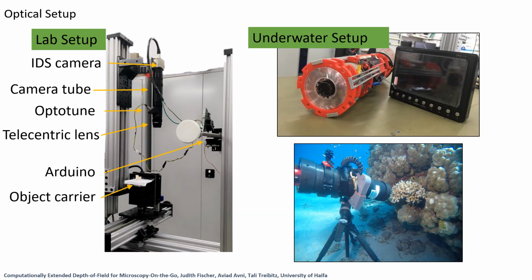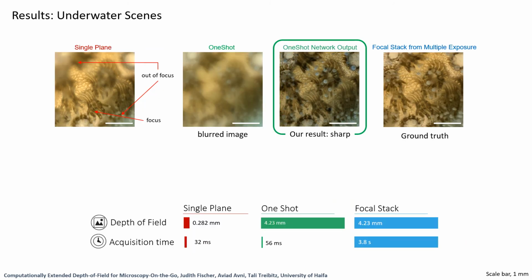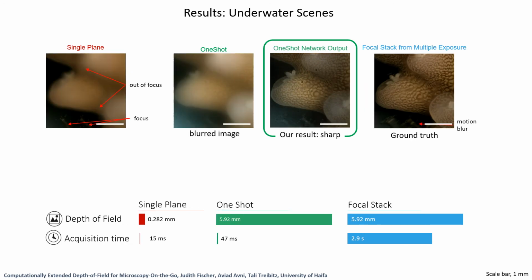This is our optical setup for the lab and in the underwater microscope configuration. This scene was taken in situ in a LUT. Compared to the single plane, you can see the increase in the depth of field for our one-shot output. Here, motion blur is visible in the focal stack, which does not occur in our one-shot output.